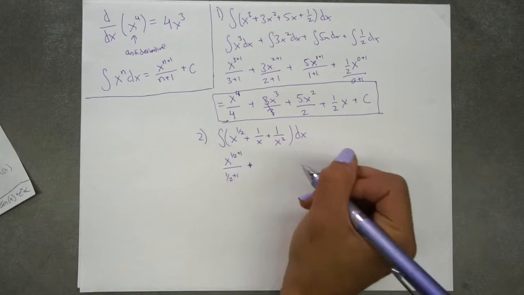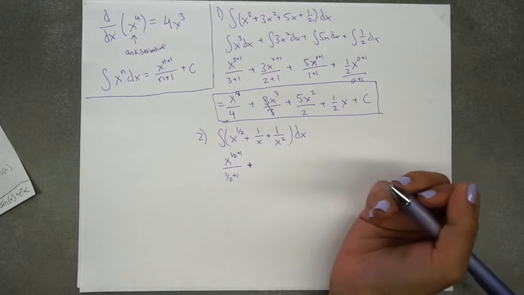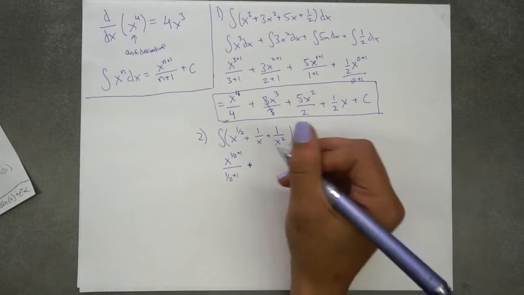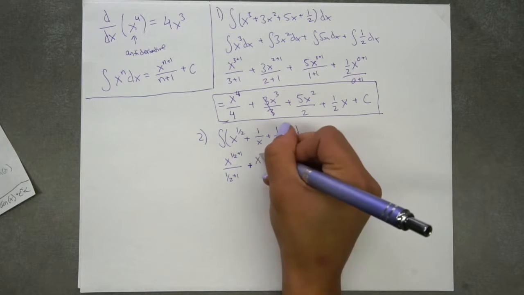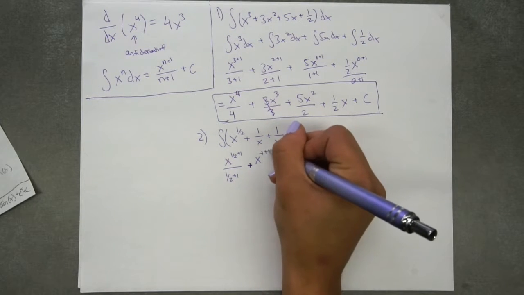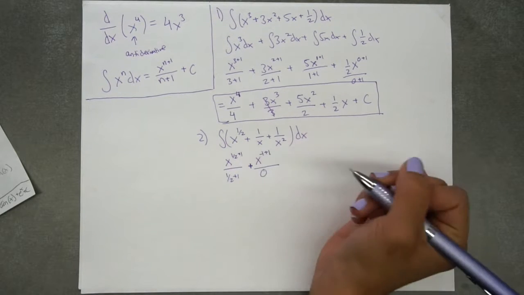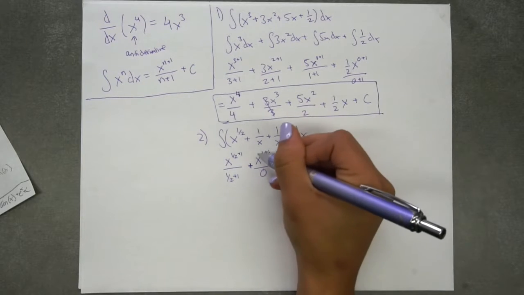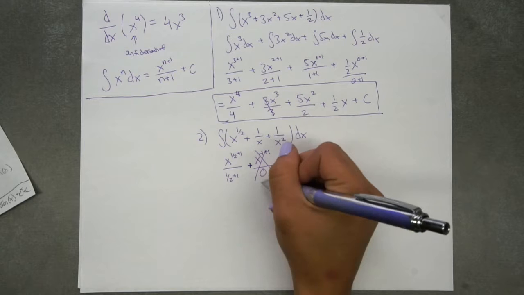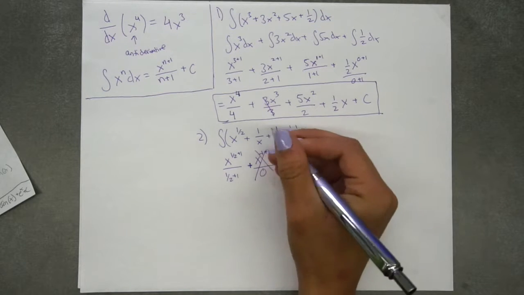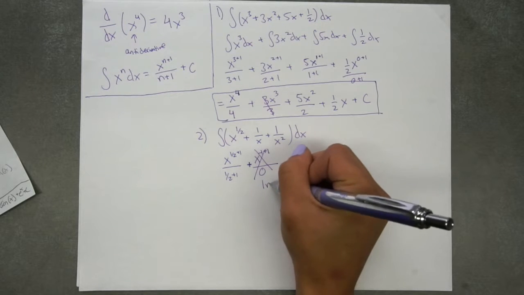The second term, if we try to use the power rule on 1 over x, we would get something weird. We would rewrite 1 over x as x to the -1 power, and then when we add a power of 1 and divide by that new power, we would end up dividing by 0, which is undefined. That's why we have natural log x. If you remember, the derivative of natural log x is 1 over x. So therefore, the antiderivative of 1 over x is natural log x.